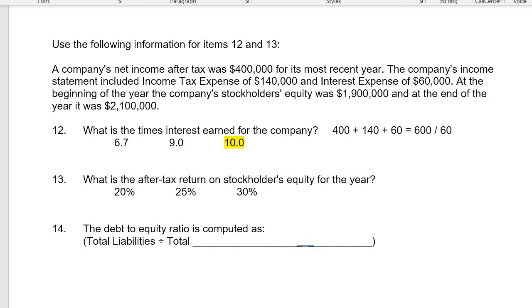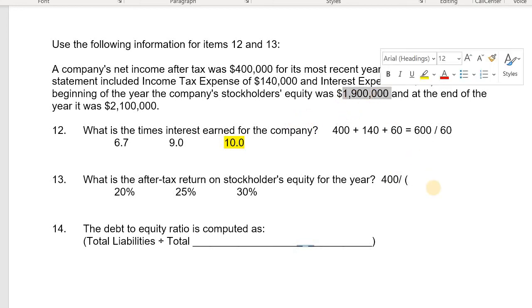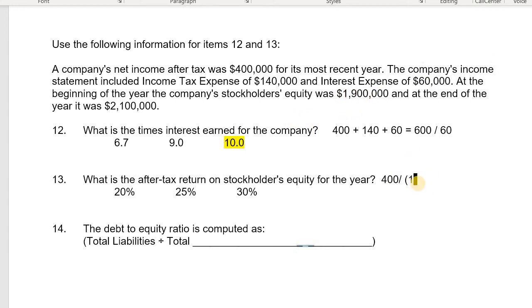Number 13, what is the after-tax return on stockholders' equity for the year? Okay, well, what's our after-tax return? $400,000. And we're going to divide that by our equity. We're going to divide it by our average equity, and we know how to take averages. The equity started at $1.9 million. It ended at $2.1 million, and we're going to divide it by 2.